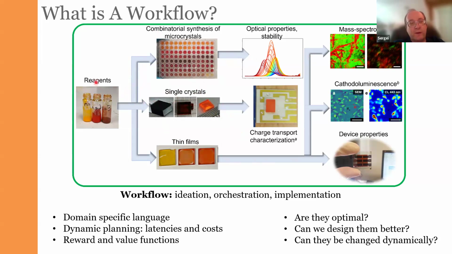For example, we can start with the reagents. We can use them to make combinatorial libraries of microcrystals. Once these libraries are made, we can close the loop by studying their optical properties. And of course, we can envision the Bayesian optimization loop, where we explore the compositional space of the reagents by making the microcrystals and studying optical properties such as bandgap or stability.